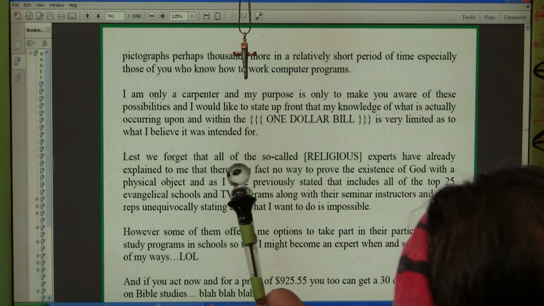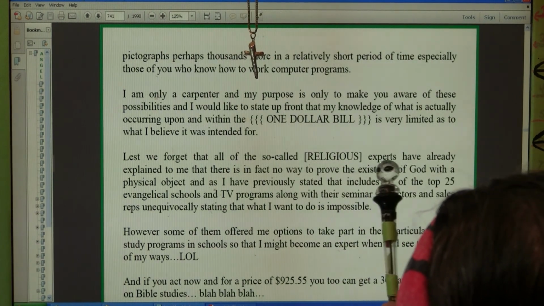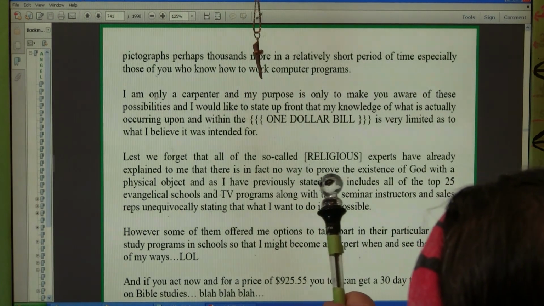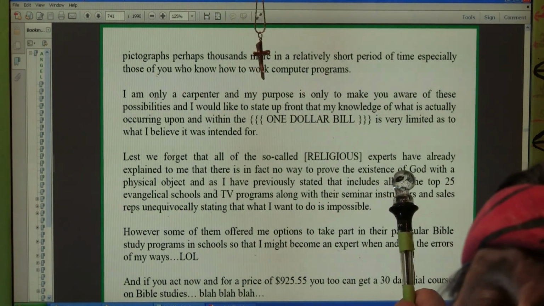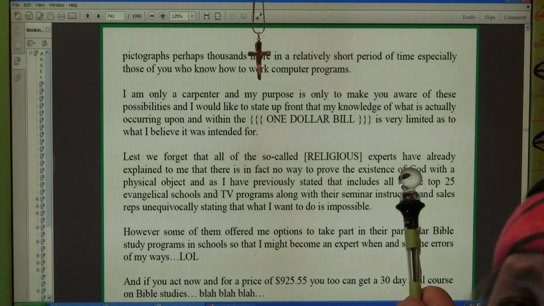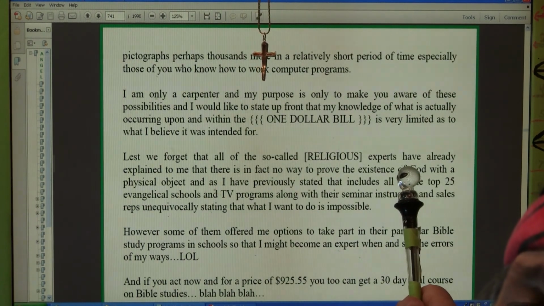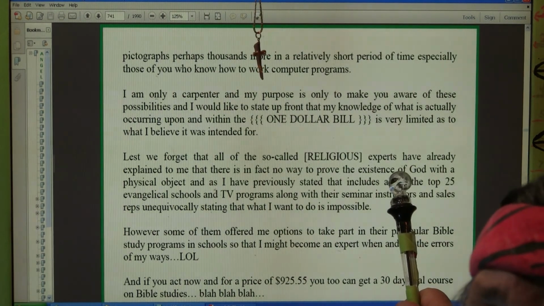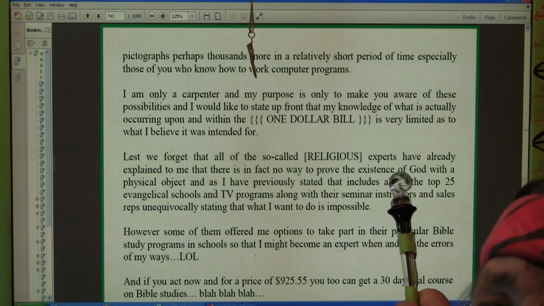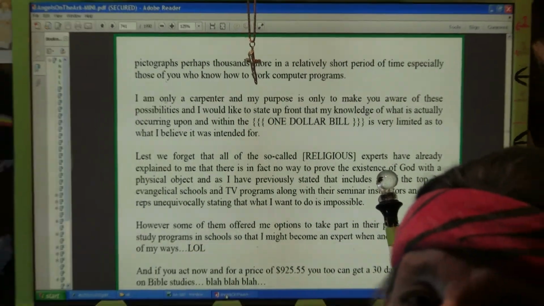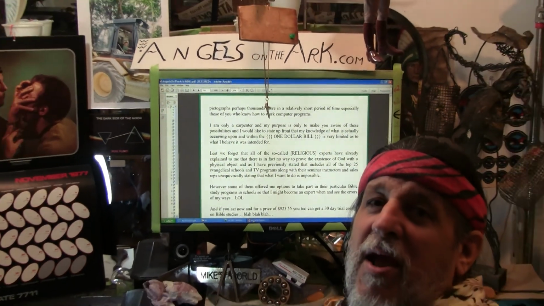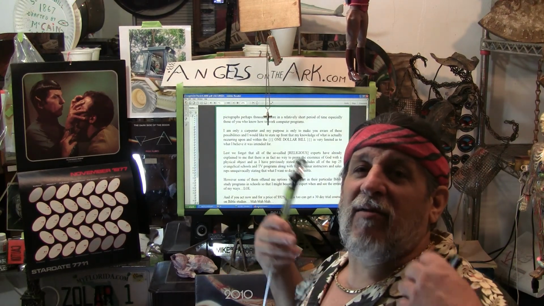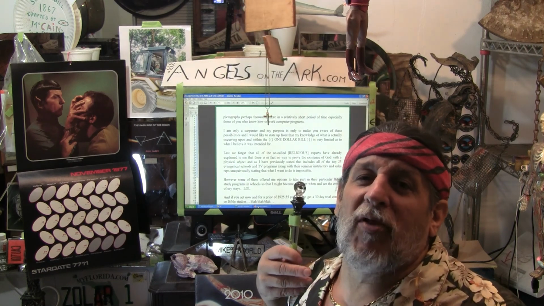Lest we forget that all of the so-called religious experts have already explained to me that there is no way, in fact, to prove the existence of a God. I have called up every televangelist on television. I have called up almost every televangelist on radio, told them the concept of my book, told them I could prove that there is a higher power. And what do they tell me? Here's what they tell me. They tell me, after they preach that there's a God for 25 years, that there's no way to prove the existence of God.